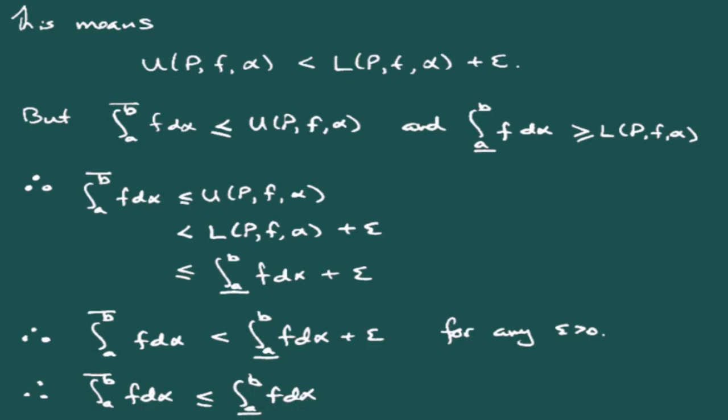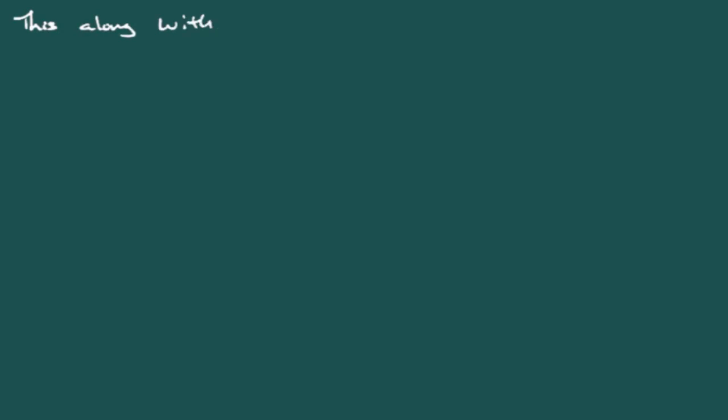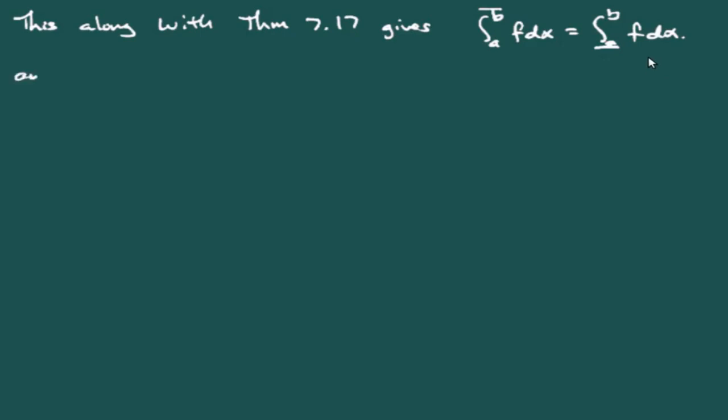The flip inequality already holds. So we know that the upper is already going to be greater than the lower, and so what that means is they have to be equal. So this condition we just showed, along with our theorem 7.17, shows that our upper Riemann Stieltjes integral is equal to our lower Riemann Stieltjes integral. Okay, so that takes care of condition 2 implying condition 3.